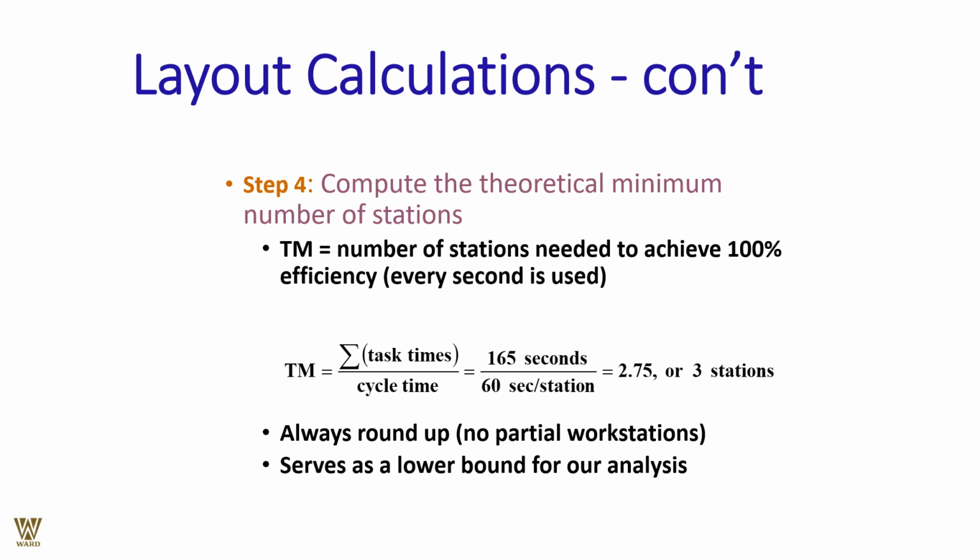If you're looking at 100% efficiency, that means every second has been utilized productively. We have already known that to make a pizza takes around 165 seconds, provided the dough is already ready. We just need to knead it and start with it. Divided by 60 seconds per station, that means approximately 2.75 stations, so an extra 0.25 station has been added. That means there is a lag time, a freebie time. So 3 stations are required, always rounding up, with no partial workstation. This serves as a lower bound for the analysis to understand how many layouts have to be taken care of.